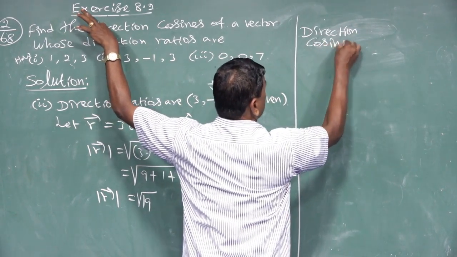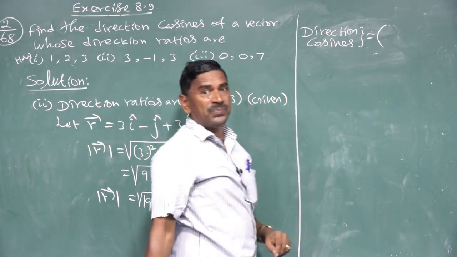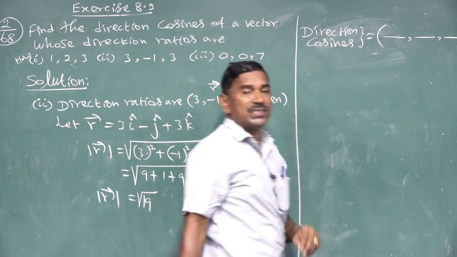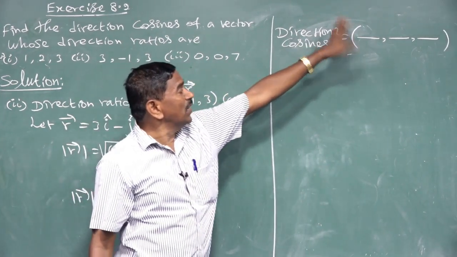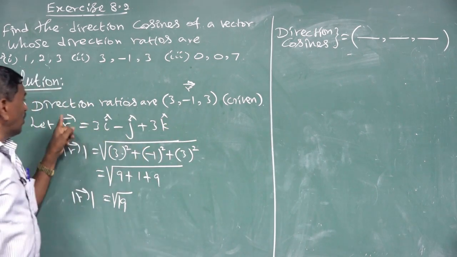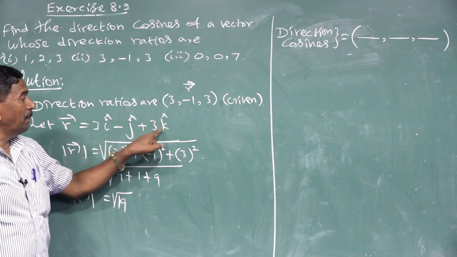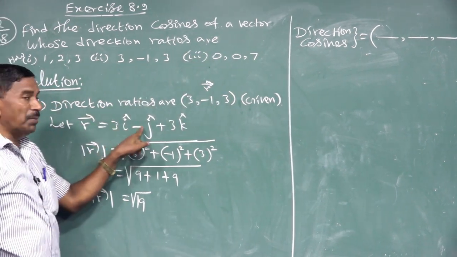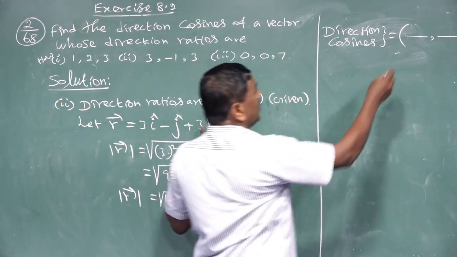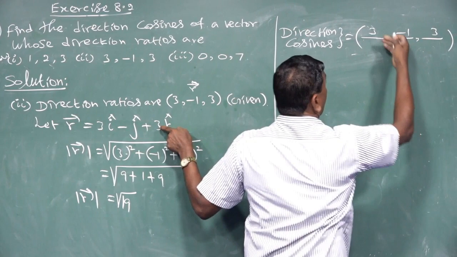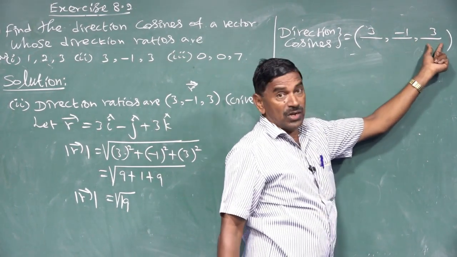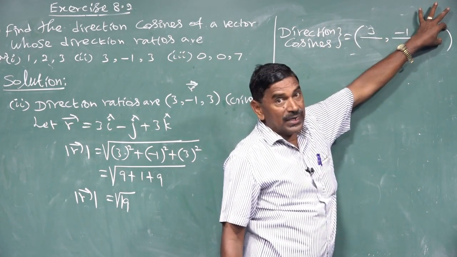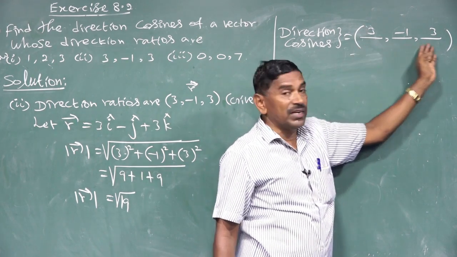Direction cosines is equal to the coefficients divided by the magnitude. Here the r vector is equal to 3i minus j cap plus 3k cap. Write the coefficients in the numerator: 3, minus 1, 3, divided by modulus r vector. So direction cosines is equal to the i, j, k coefficients in the numerator divided by its magnitude, modulus r vector, in the denominator.